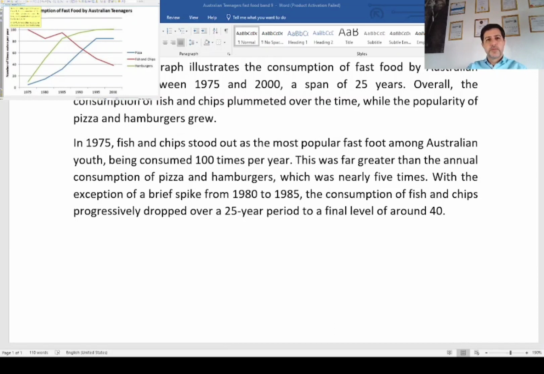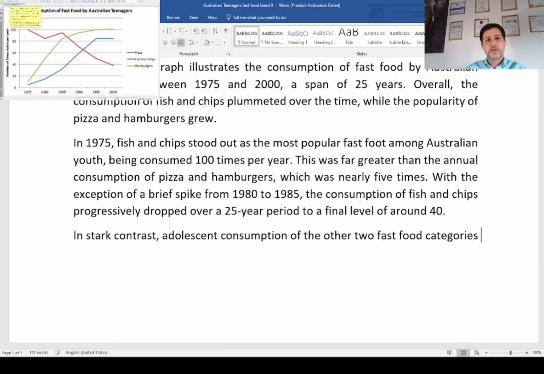foods. So I'm going to start my paragraph with this. A stark contrast, signaling that we witness significant changes. Okay, in a stark contrast, adolescent consumption of the other 2 fast food categories was significantly greater or higher, because I've already used great.